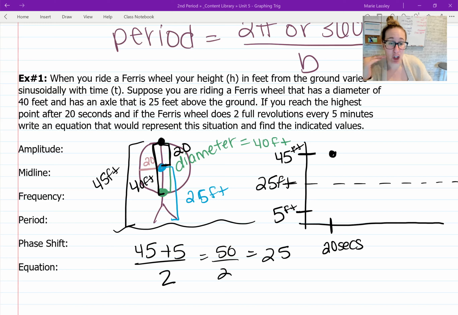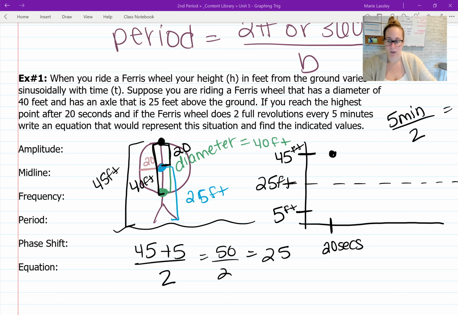It does 2 full revolutions every 5 minutes. Well, I don't care about 2 full revolutions. I care about 1 revolution. So if it does 2 revolutions in 5 minutes, then it does 1 revolution in 2.5 minutes, right? So 5 minutes divided by 2 is 2.5 minutes.